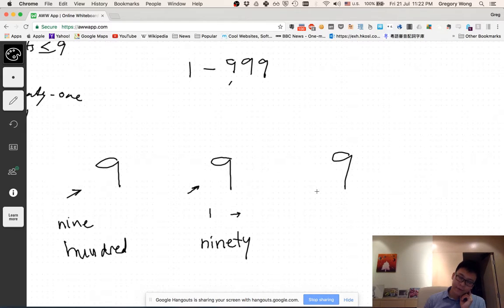And then for the last digit, it would be from 1 to 9. If it's 0, we ignore it, except for special cases. The special cases we have would be 11, 12, 13, 14, 15, 16, 17, 18, 19. So basically that would be dependent on this middle digit.